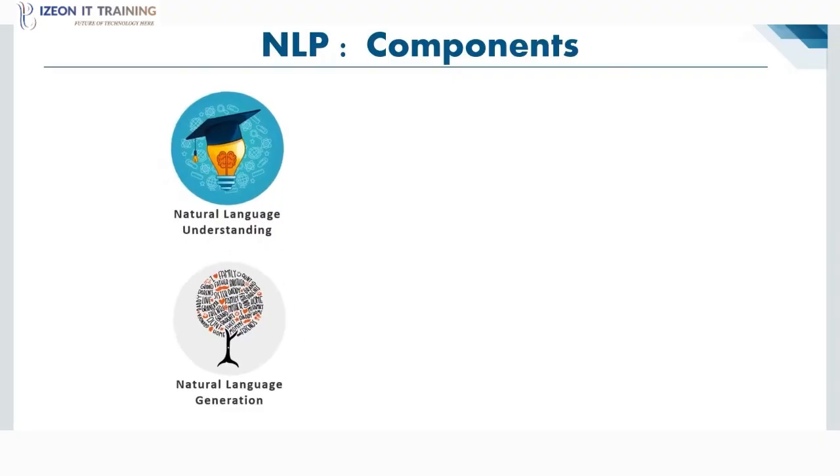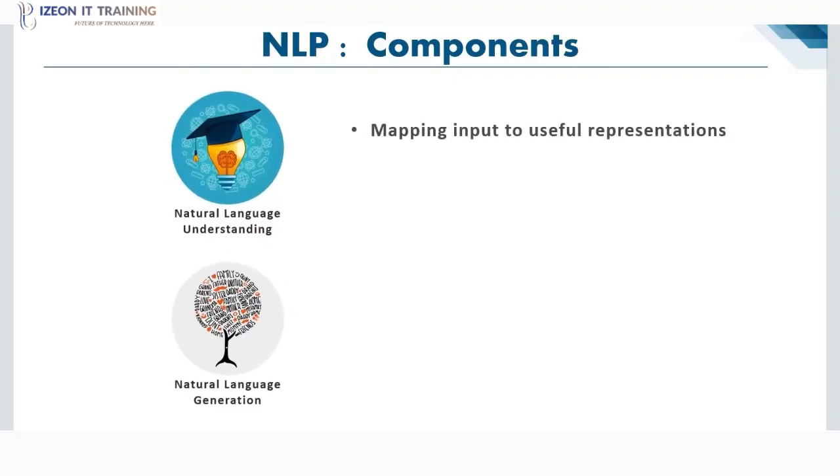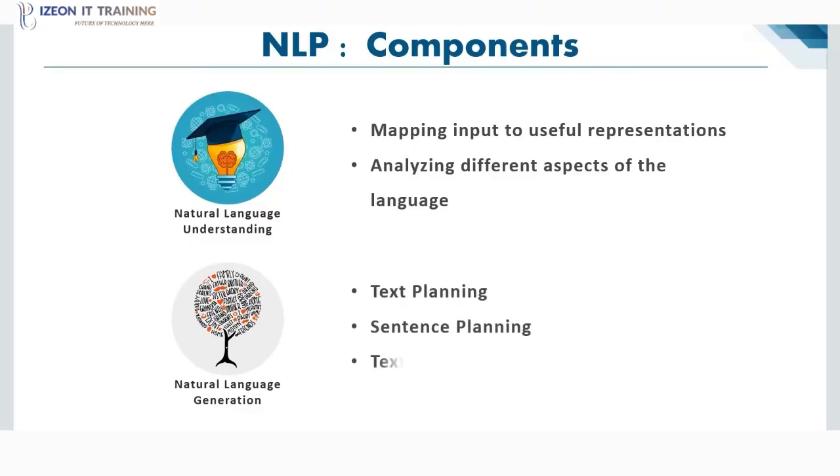The understanding involves tasks like mapping the given input in natural language into useful representations and analyzing different aspects of the language, whereas natural language generation is the process of producing meaningful phrases and sentences in the form of natural language. It involves text planning, sentence planning, and text realization. Now, NLU is usually considered harder than NLG. You might be thinking that even a small child can understand a language. So let's see what difficulties a machine faces while understanding any particular language.